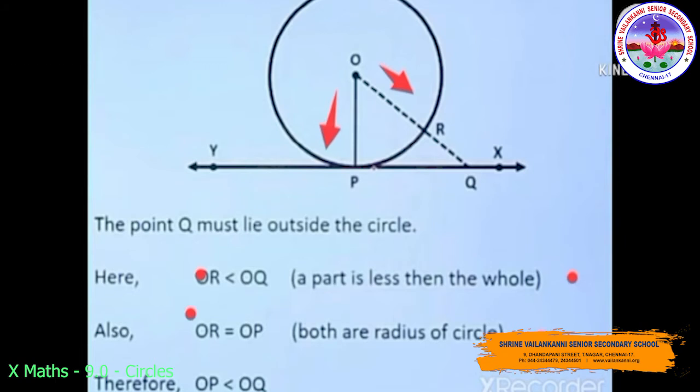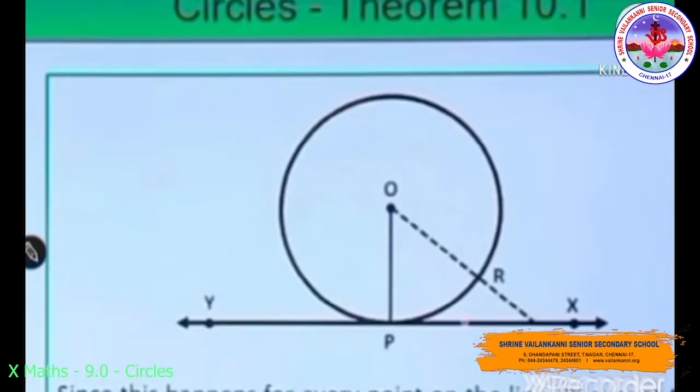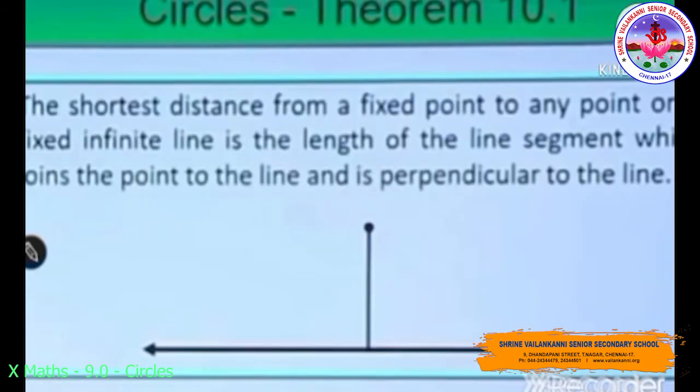When comparing these two cases, I find that OP is less than OQ. Since this happens for every point on the line XY except the point P, we find that OP is the shortest of all distances. So the shortest distance from the fixed point to a point on the infinite line, this radius, will always be perpendicular to the tangent.